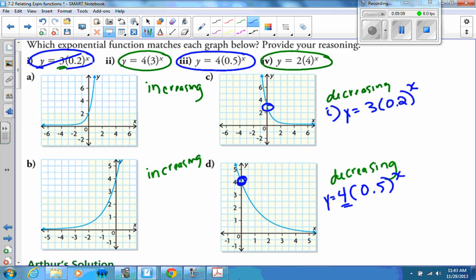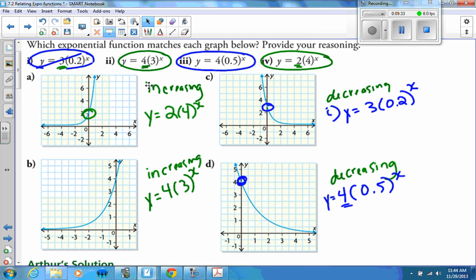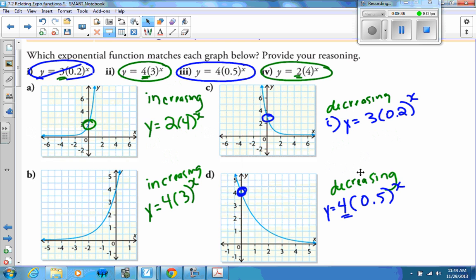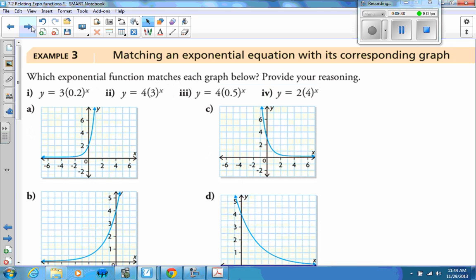raised to the power of x. Now if I look at the other two, one has a y-intercept of 4, and one has a y-intercept of 2. This one has the y-intercept of 2. So this is going to be y equals 2, 4 raised to the power of x. And this one's going to be y equals 4, in brackets 3, raised to the power of x. Okay, so you're just looking at its characteristics, and you're using that to predict the equation.